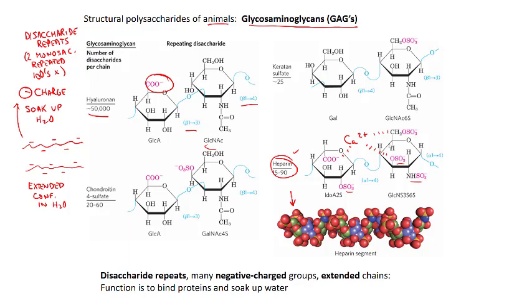So all you've got to know about GAGs is they are disaccharide repeats with negatively charged groups and extended chains. They bind to proteins and they soak up water. And that's what we have filling in the gaps between our cells. So that mostly exhausts the subject of carbohydrates.